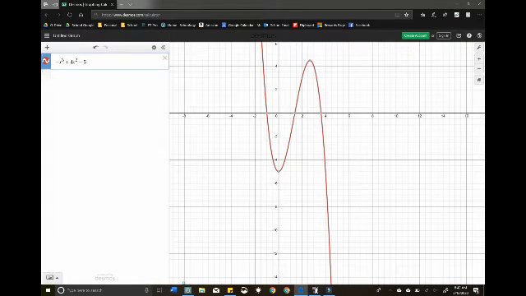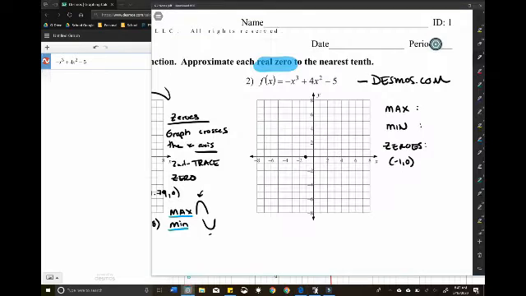Okay, looking back. A minimum. So here we have a minimum. It's our little valley, 0, negative 5. Okay, so let's plot that one. 0, negative 5. That's our minimum.